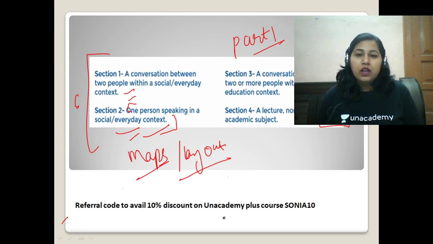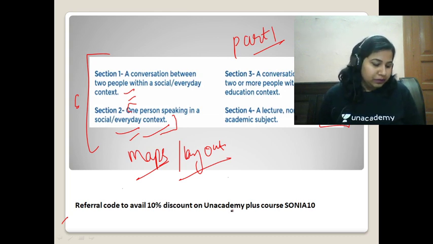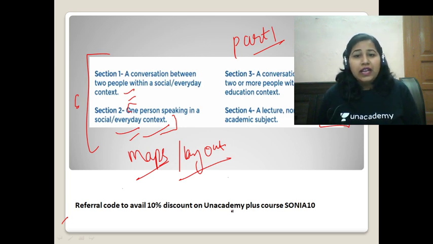Okay. So in section 3, there would be a conversation between two or more people. Sometimes there are 4 people talking within an education context. It could be one of the educators giving feedback to their students, or there could be 4 to 5 university students discussing their seminar or discussing a project topic. Okay. In section 4, you can expect a lecture normally on an academic subject.